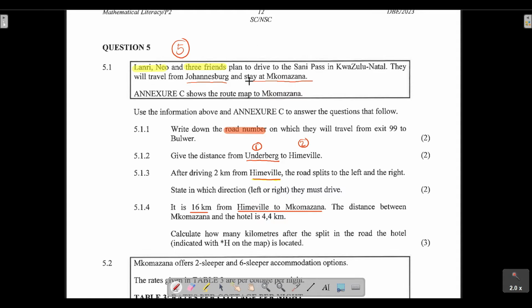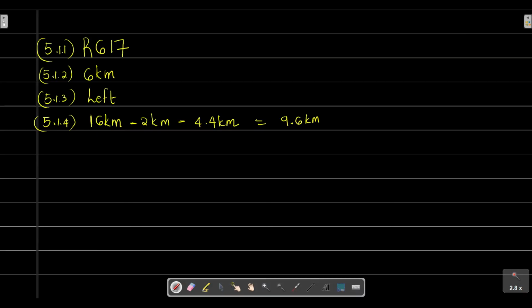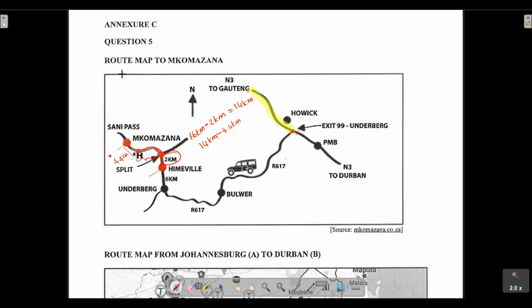And we are basically done with question 5.1.4. How would you know that that 9.6 kilometers is actually correct? I mean, if we already know that if you minus this 2 there, it gives you 14, that just tells you that if you take that 9.6 kilometers from the split to the hotel, plus from the hotel to Nkomazana, you still get to that 14 kilometers.